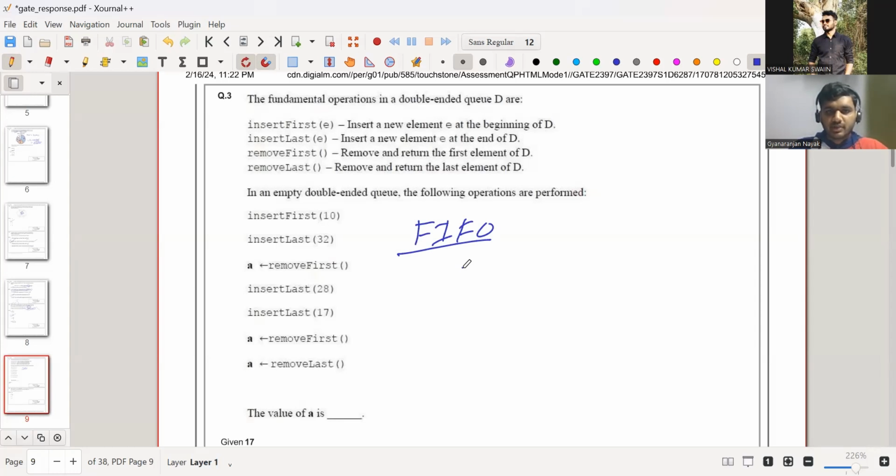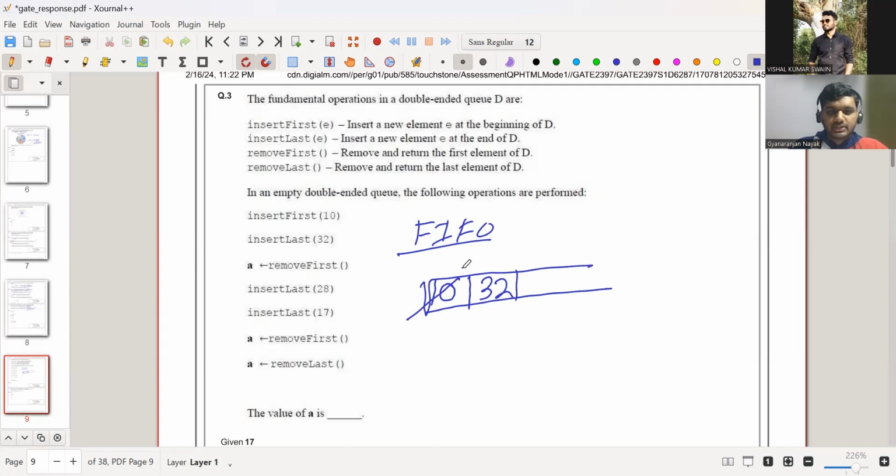First is insert first 10. Okay, insert first 10, so insert in queue, that is 10. Then insert 32 at last, so insert in last, that is 32. After that, a remove first. Okay, here we remove first, meaning we remove the first, that is 10.